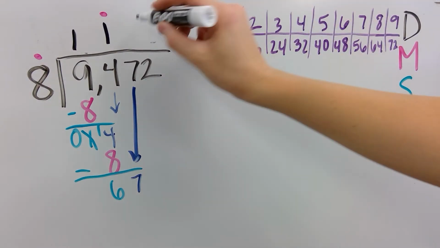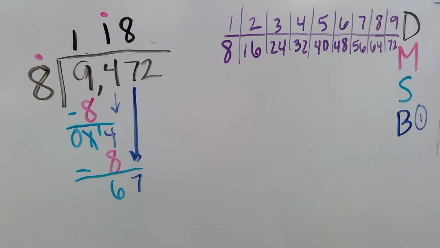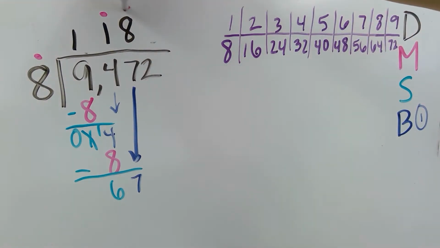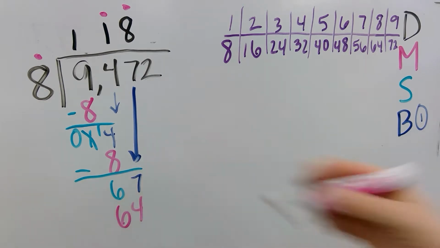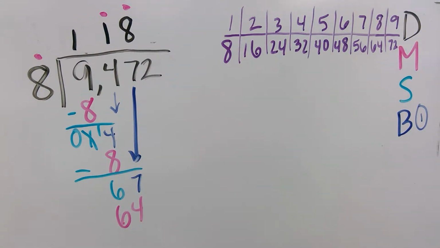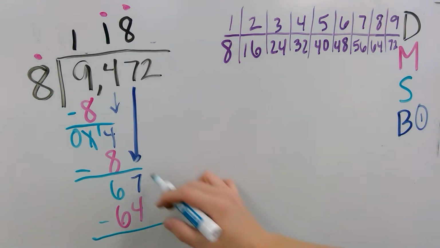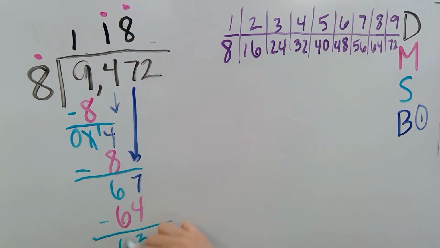So I take the 8, write the 8 up there. Now I multiply the 8 by my divisor, which is 8. And looking at my multiples, I already know 8 times 8 is 64. Now I subtract. 7 minus 4 is 3. 6 minus 6 is 0.